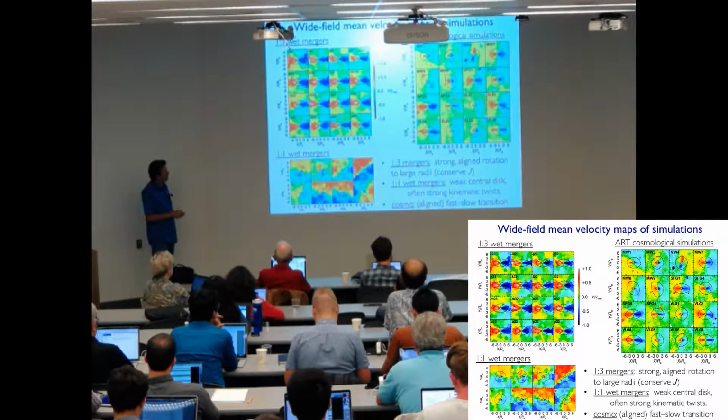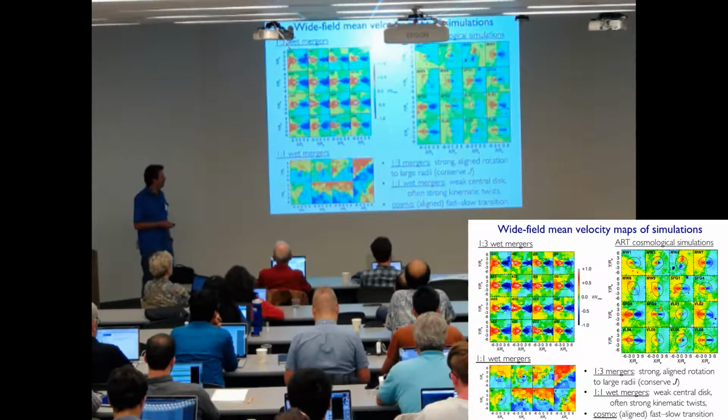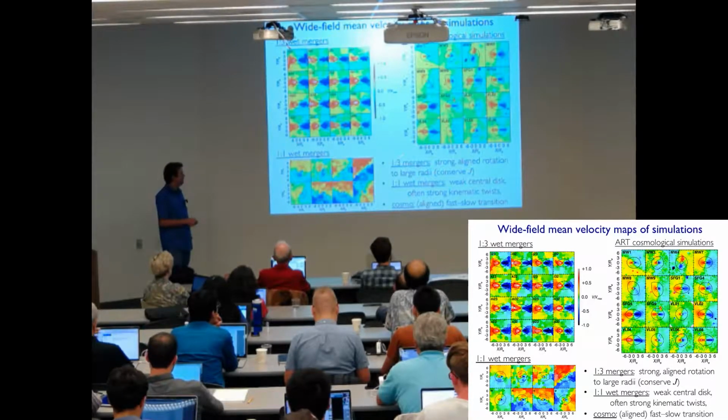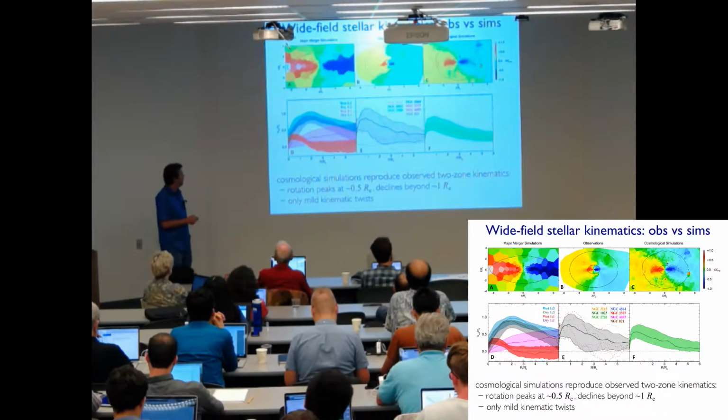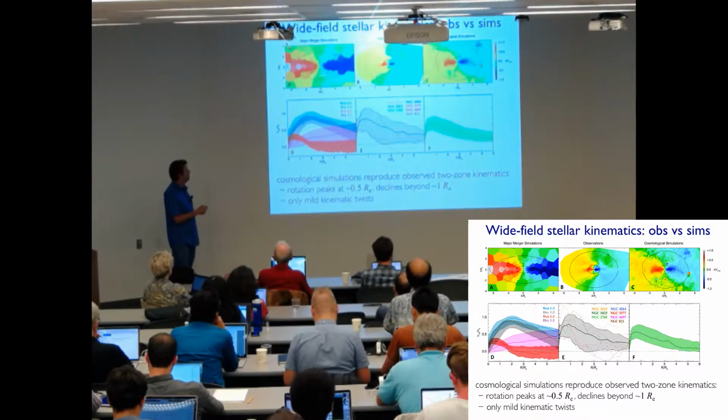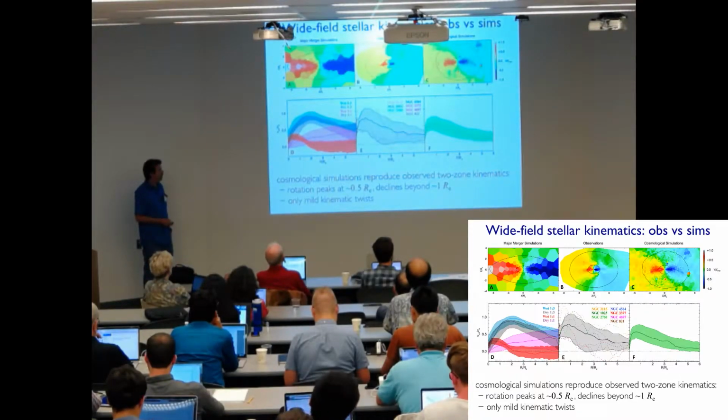I won't go into these cosmological simulations; you'll hear about them from Avishai and Daniel later in the week. These are the ART simulations with disk compaction and what I call wild disk mode at high redshifts. Just to summarize how these look, these are the kinematic fields from observations compared to major mergers. They don't resemble them because they put a lot of angular momentum in the outer parts. These cosmological simulations show this two-zone rotation pattern.